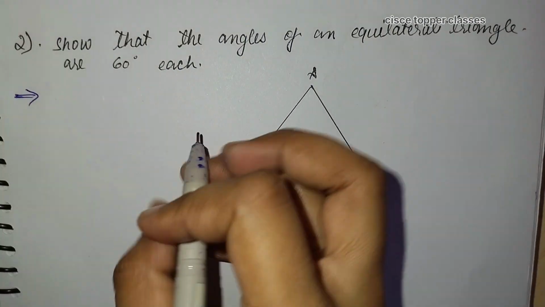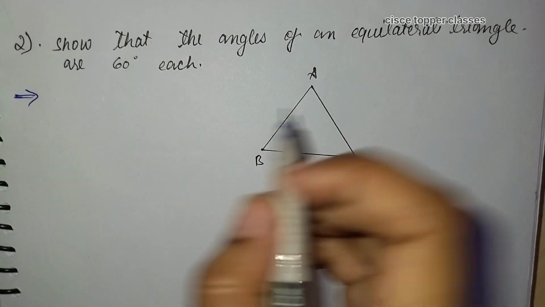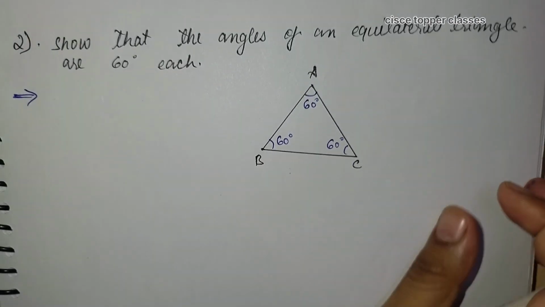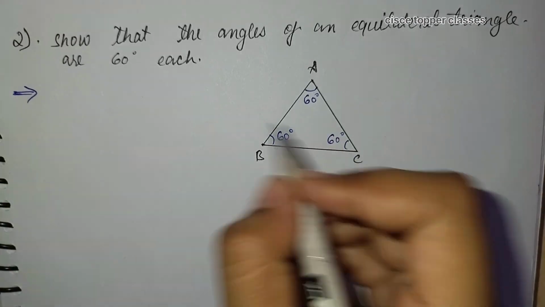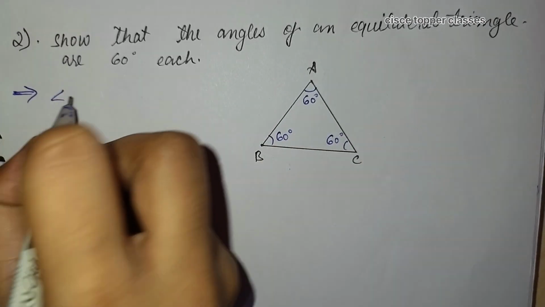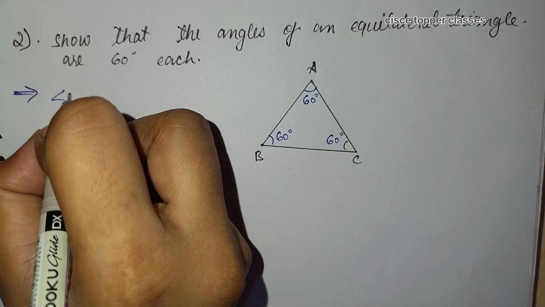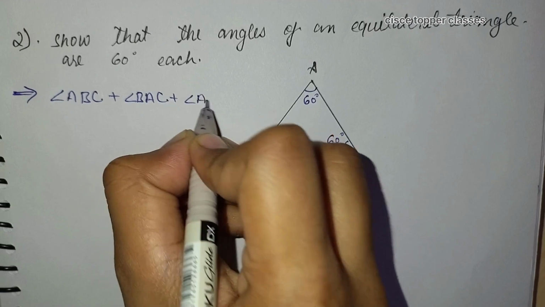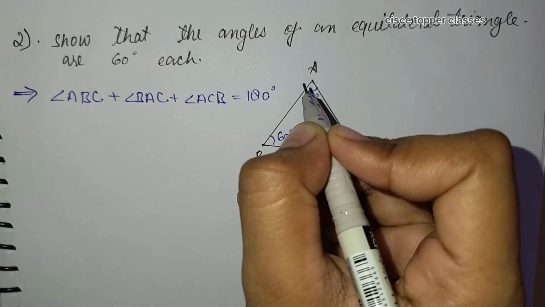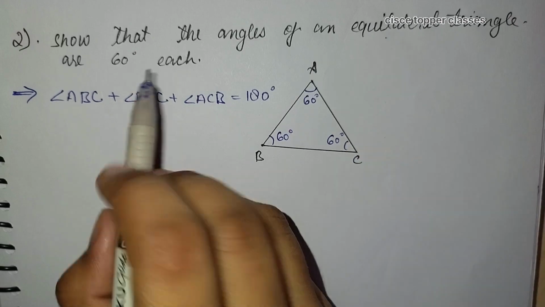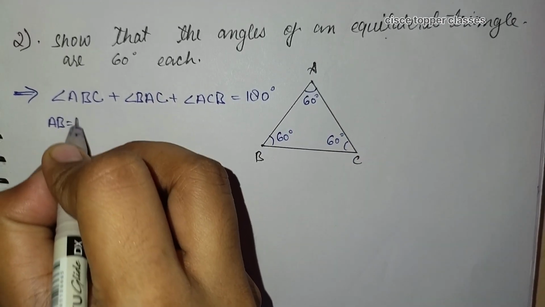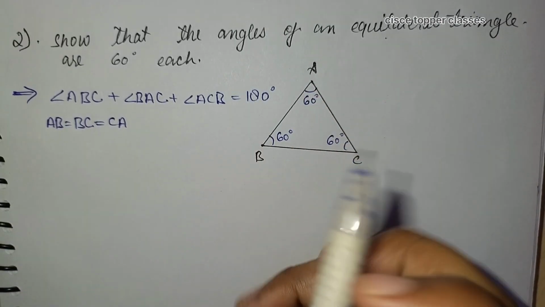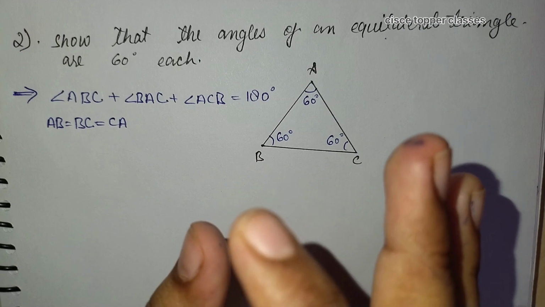Let us solve question number 2. We have to prove that the angles of an equilateral triangle are 60 degrees each, which means this is 60 degrees, this is 60 degrees and this is 60 degrees. So to prove this, firstly we take the angles: angle ABC plus angle BAC plus angle ACB is equal to 180 degrees. In an equilateral triangle, we have AB equal to BC equal to CA. And as we know, the angles opposite to equal sides are equal.